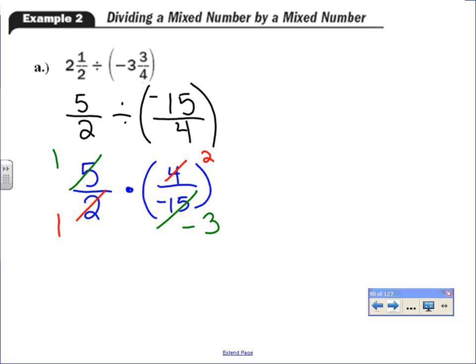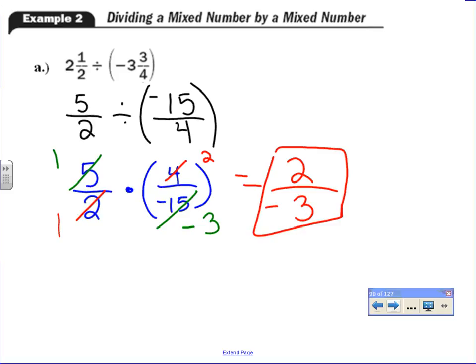Okay, multiply across the top, across the bottom. 1 times 2 is 2, and then 1 times negative 3 is negative 3. So your answer is negative 2/3. Again, you can put the negative wherever you want, with the numerator, denominator, or in the middle of the fraction. Questions on that one? Okay, I want you guys and girls to try B and C. Okay, we've done 3 examples, including the definition. So I want you to try B and C, and then when you're done, just put your writing utensil down.